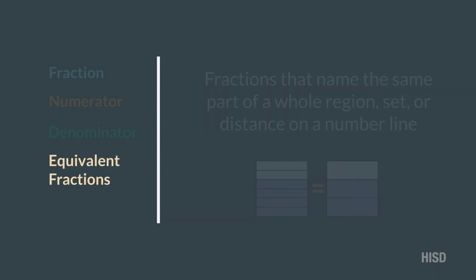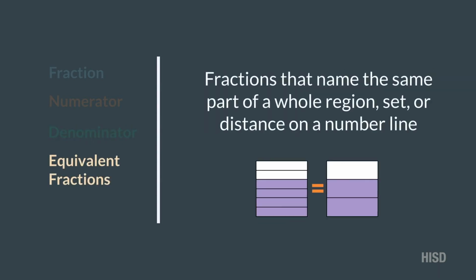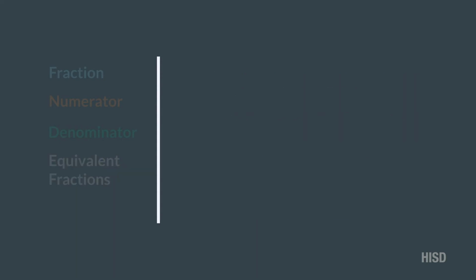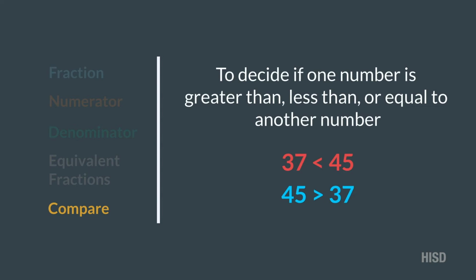Equivalent fractions: fractions that name the same part of a whole region, set, or distance on a number line. Compare: to decide if one number is greater than, less than, or equal to another number.